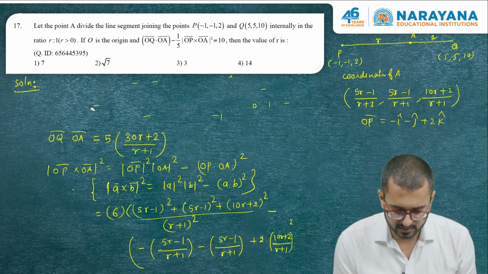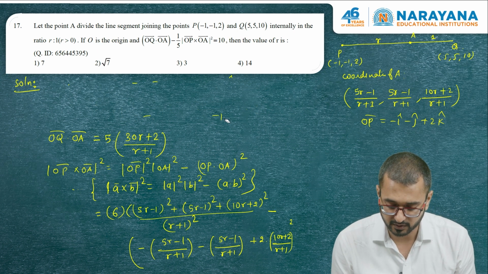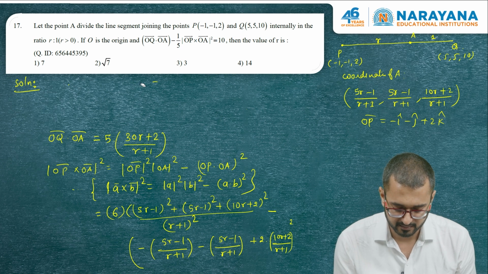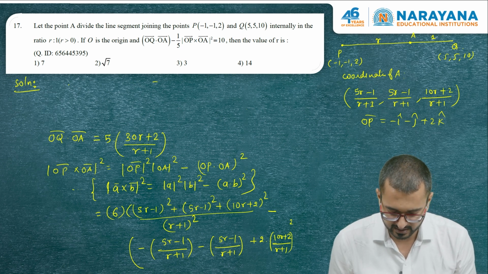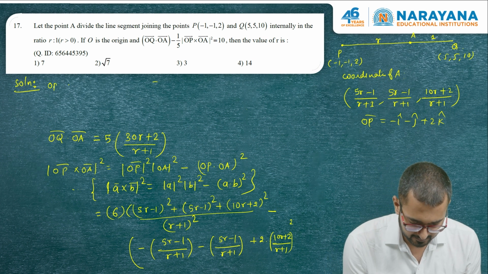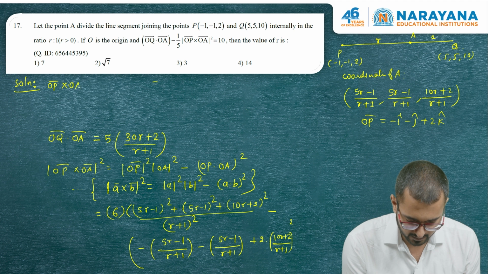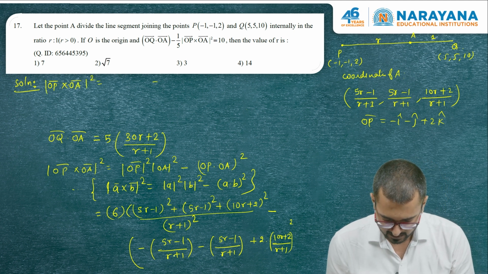And we now just have to use the equation given to find out the value of r. That's what they need. So OQ dot OA we have. OP cross OA, I'll simplify and then write down. So OP cross OA. Now this square will give me basically, now let us collect everything.